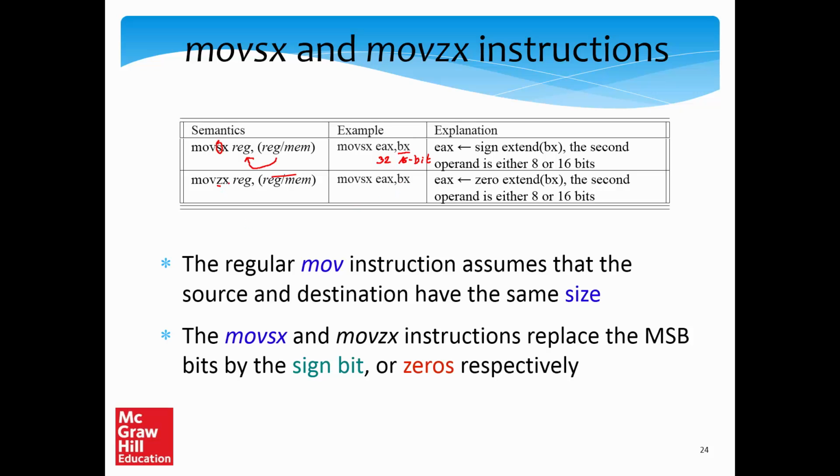Similarly, we have the move ZX instruction, where we don't extend the sign but treat it as an unsigned number. So we zero extend it, which means that we add the MSB bits. Instead of them being replaced by the sign bit, they are replaced by the number 0, and this number is stored in the register EAX. In this case also the second operand can be either 8 or 16 bits. But instead of extending the sign, we treat the number in the smaller register BX as unsigned and set the MSB bits to be 0.